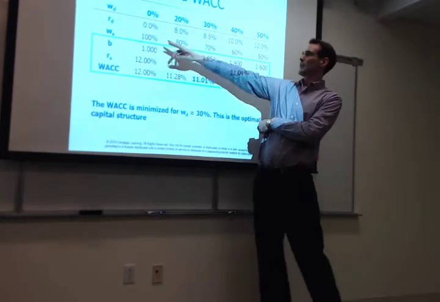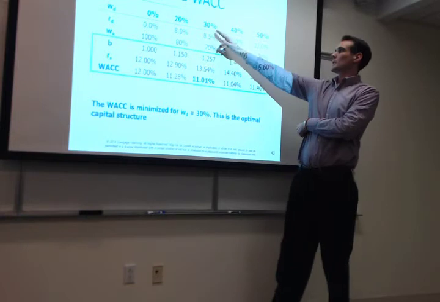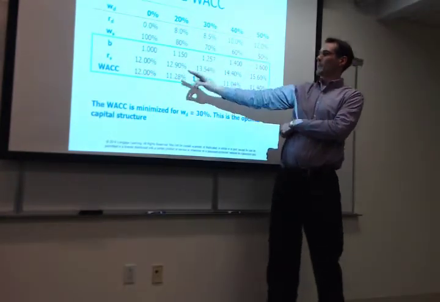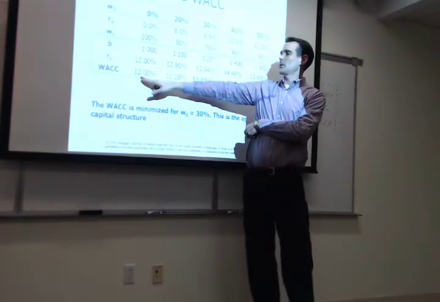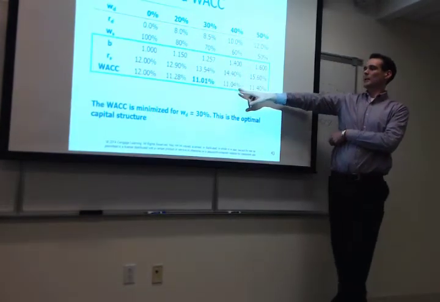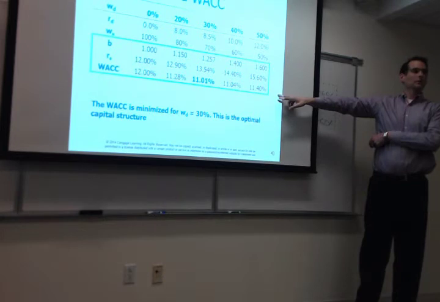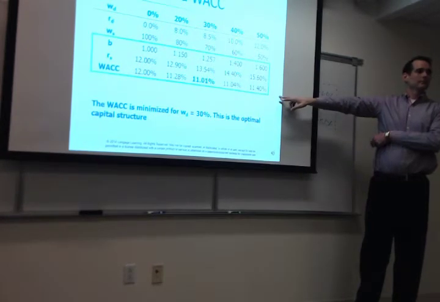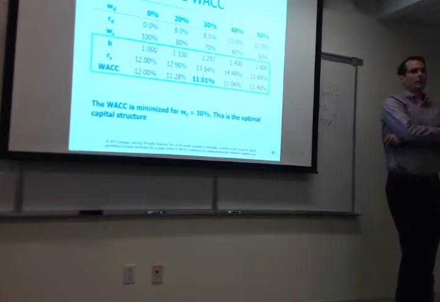So take a look. As we go from 0% to 20% to 30%, 40%, 50%, our WACC starts at 12%, goes down, and starts going up again, and goes up further. So what might be our optimal capital structure?